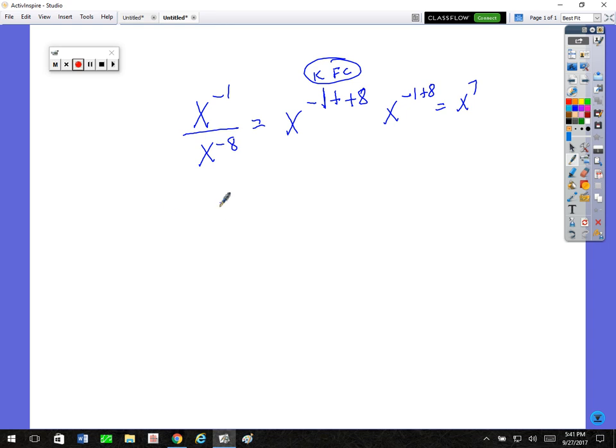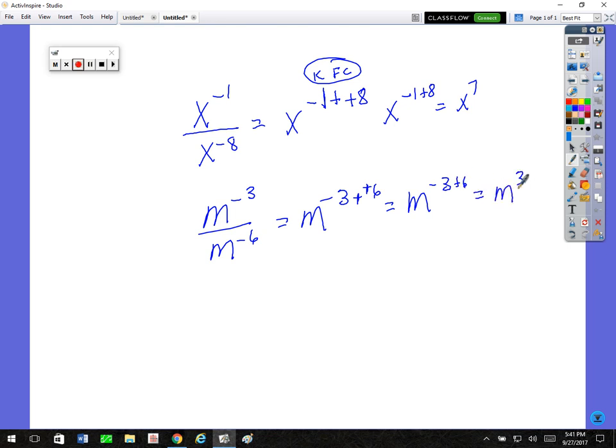Let's try one more. What if I have m to the negative 3rd power over m to the negative 6th power? Same thing here, same base, negative 3 minus a negative 6. Well, I'm going to keep this guy, I'm going to change this guy, and I'm going to change the negative sign. So what I have is m to the negative 3 plus 6 gives me m to the 3rd power. All right. Let's reverse this and see what would happen. What would happen if I reverse this?